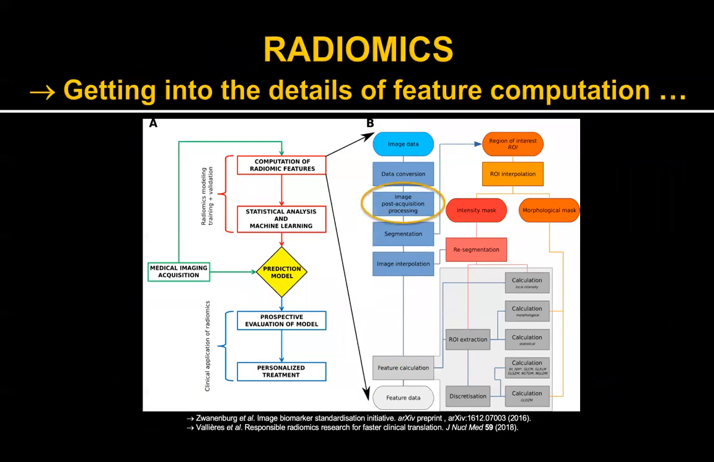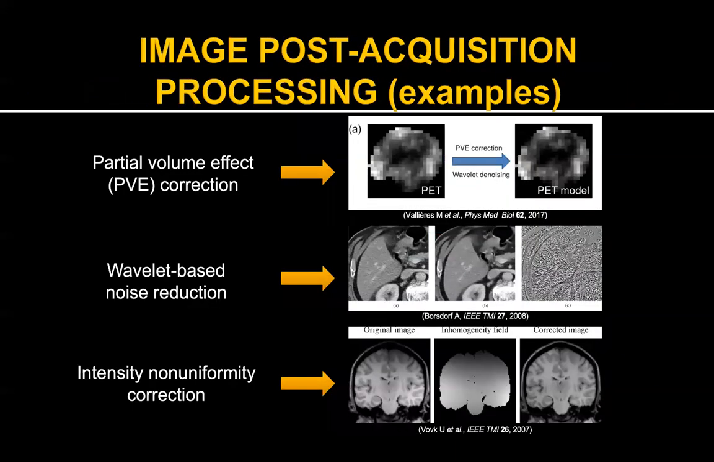Image post-acquisition processing. This was not benchmarked by the IBSI, sorry, but that's something to take into account also if we want to reproduce one model. Was there partial volume effect correction applied to PET images? Was there noise removal applied to any type of images? Was there, which is something very popular and very much needed in MRI, intensity non-uniformity correction applied beforehand? If yes, this needs to be reported in one study, ideally benchmarked as well, ideally using perhaps the same code. So this is what we mean here by the step of post-acquisition image processing.